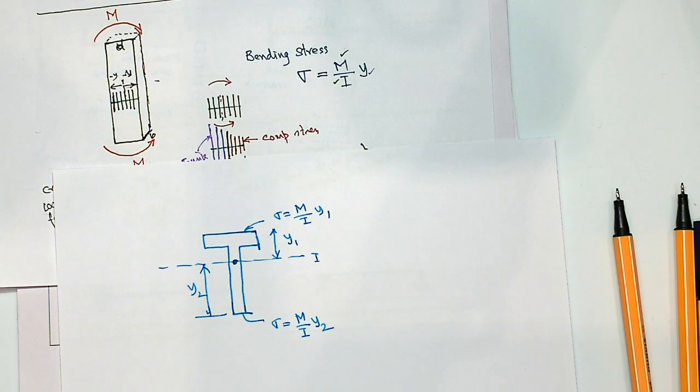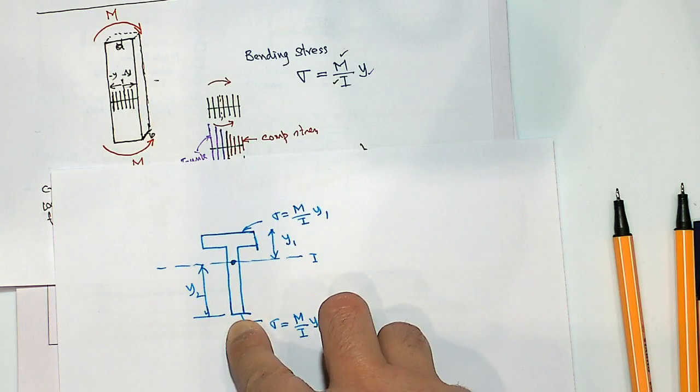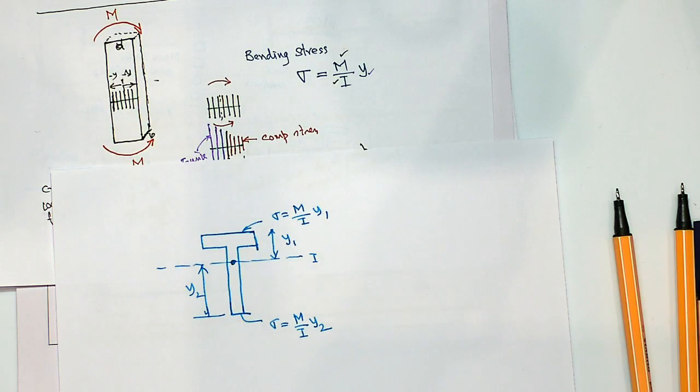So that may not be the same. Okay? So y1 may not be the same as y2. So the stress would be higher at the bottom surface. The I section is symmetric, so top and bottom would be the same.